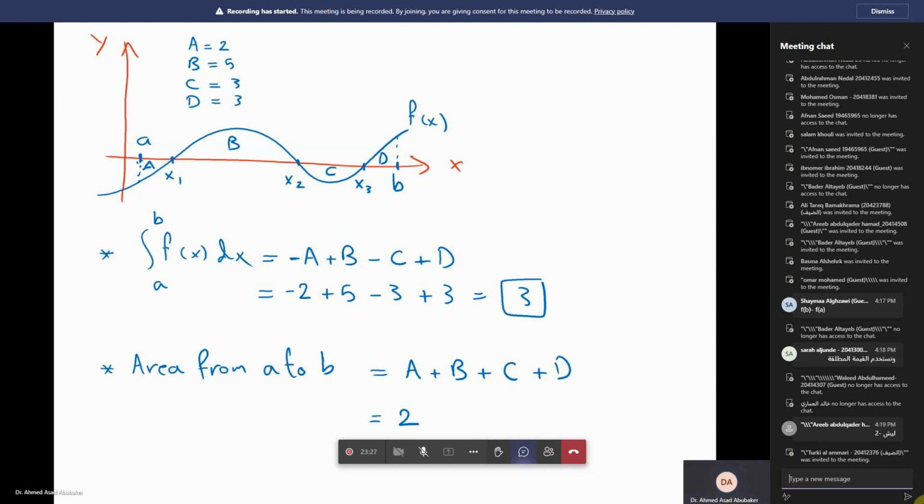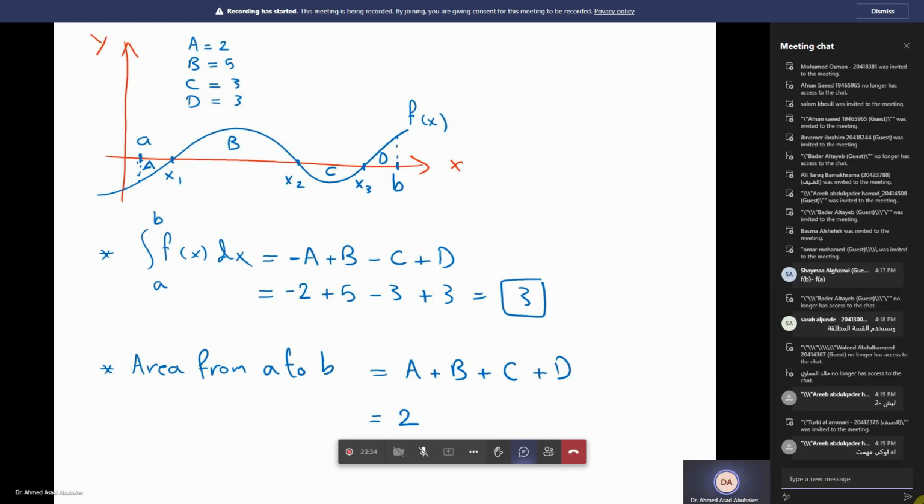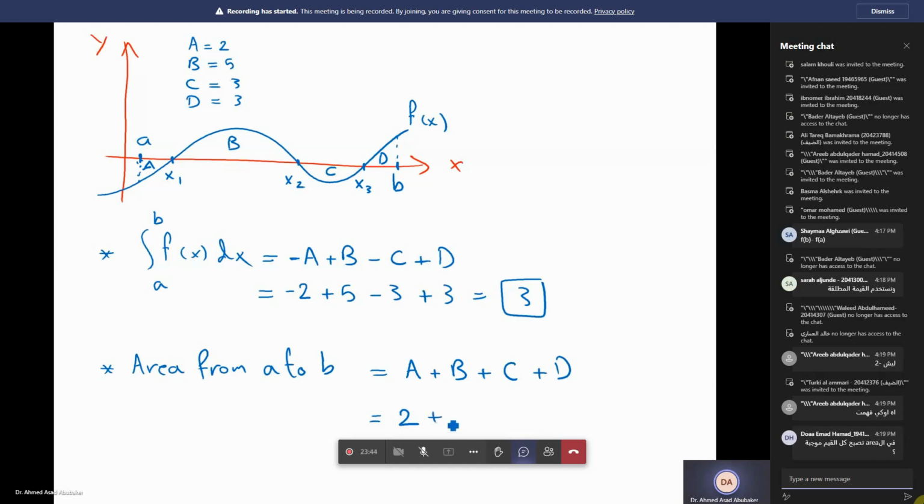So, continue. We need to find the integration from x1 to x2. This is equal to B. From x2 to x3, this is equal to the absolute value of the integral from x2 to x3. Okay, so this is equal to plus 5 plus 3 plus 3. This is equal to what? 13. Okay.